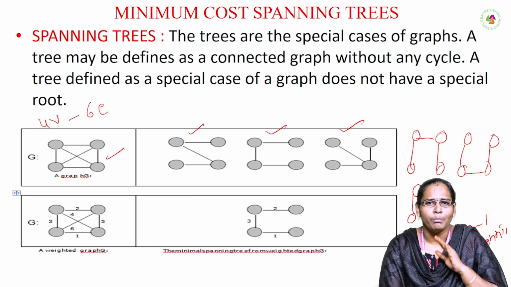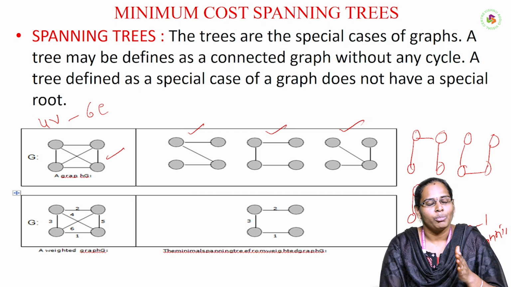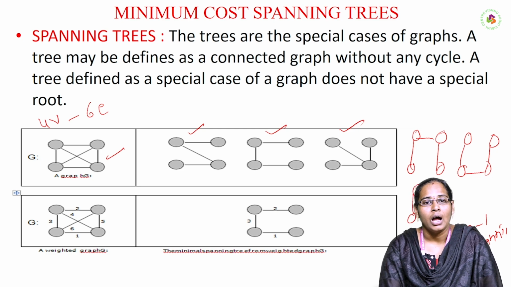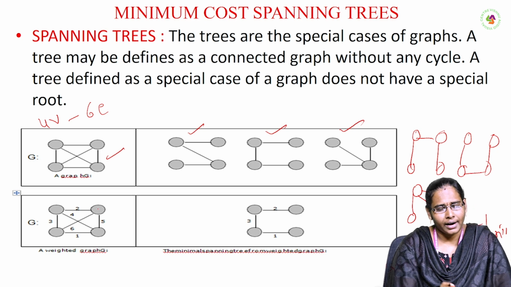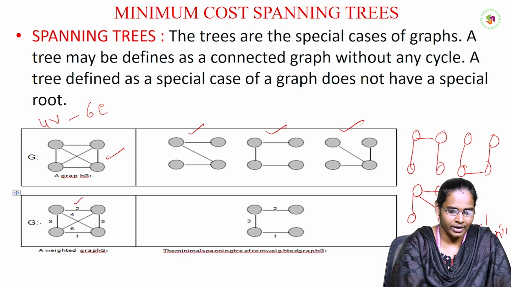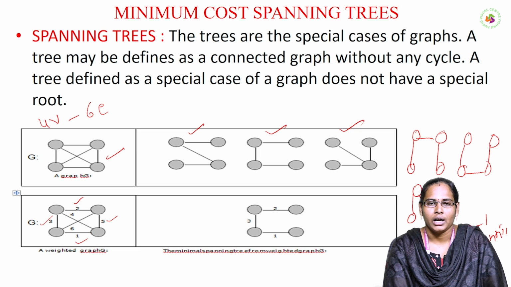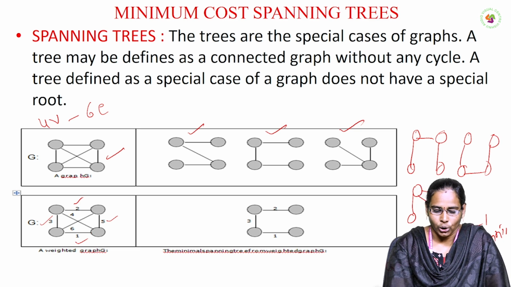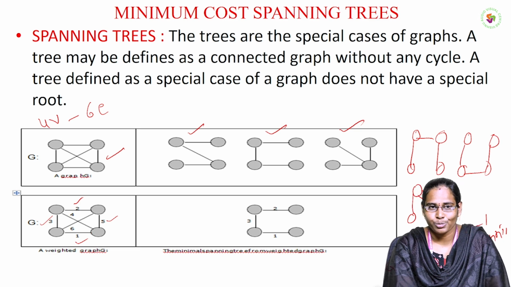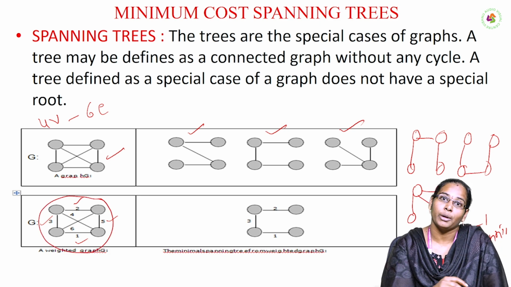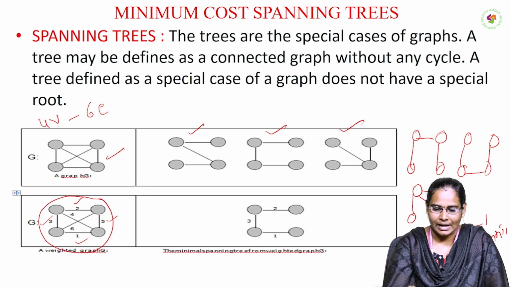Now we are moving to the main application, minimum cost spanning trees. So what does minimum cost spanning tree mean? For this minimum cost spanning tree, we have to take an undirected graph and a weighted graph. So a weighted graph with undirected edges. Okay, now what is a minimum cost spanning tree? For this graph, we have to generate a number of spanning trees like this.